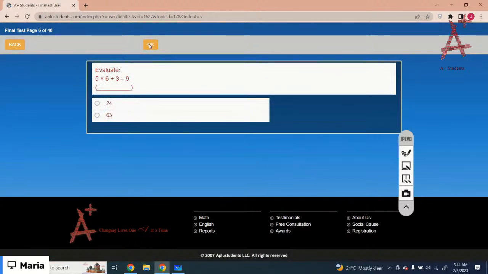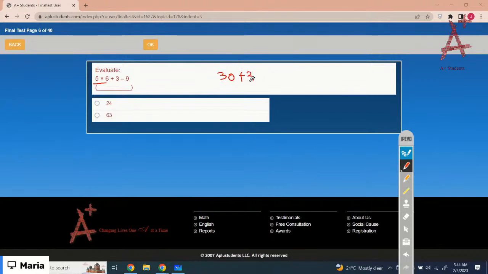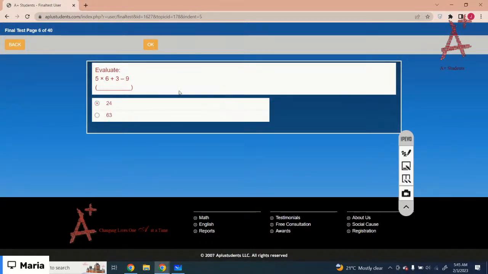Okay, the next one is 5 times 6 plus 3 times 9. So from left to right, you have to do multiplication first. Got it? 5 times 6 is 30. 30 plus 3, now you have to do from left to right, so perform addition first and then subtraction. 30 plus 3 is 33, and 39 subtract 3 is 24. Got it? So just select the correct option and click on the button.